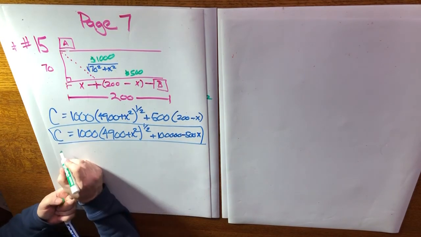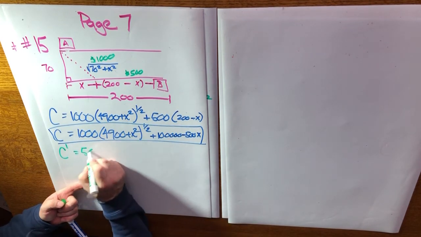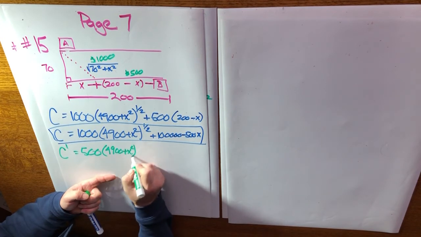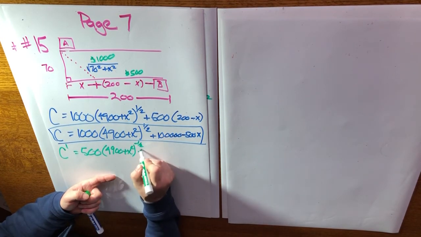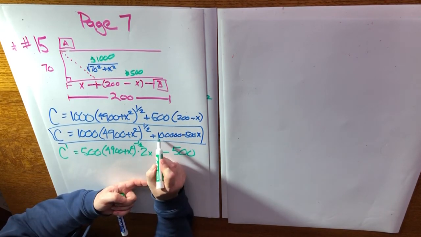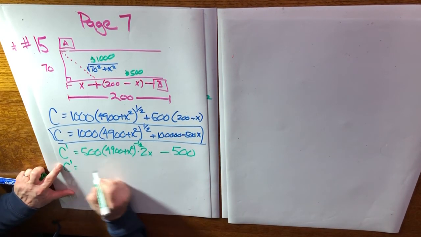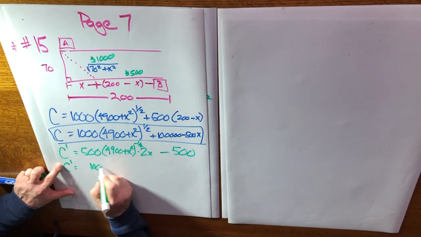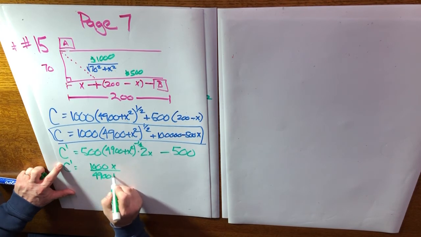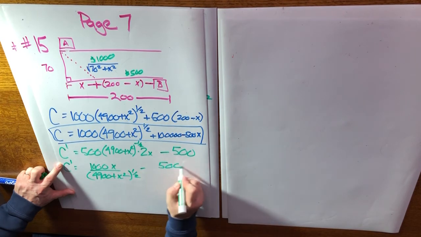And it will look something like this. C prime equals 1/2 times 1,000 is 500, times (4,900 plus x squared) to the minus 1/2, times 2x. And then just minus 500. The derivative of 100,000 is just 0. So minus 500. So let's work at simplifying that. 500 times 2x is 1,000x over (4,900 plus x squared) to the 1/2, minus 500.